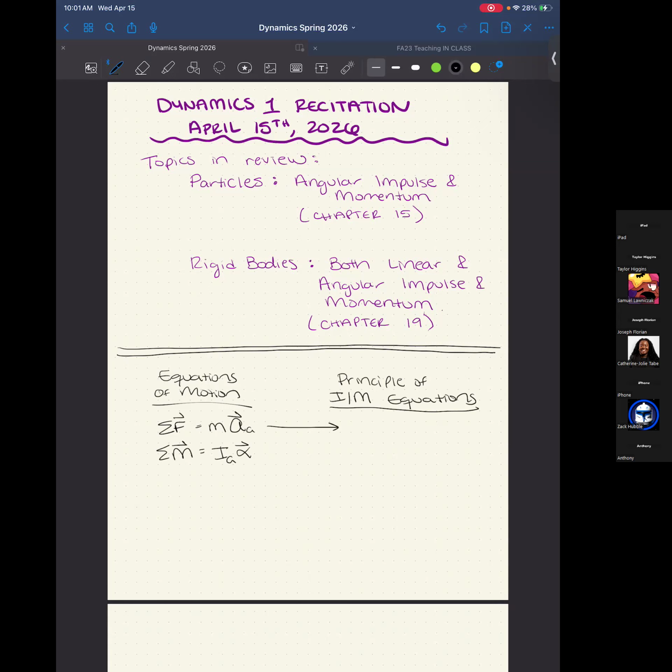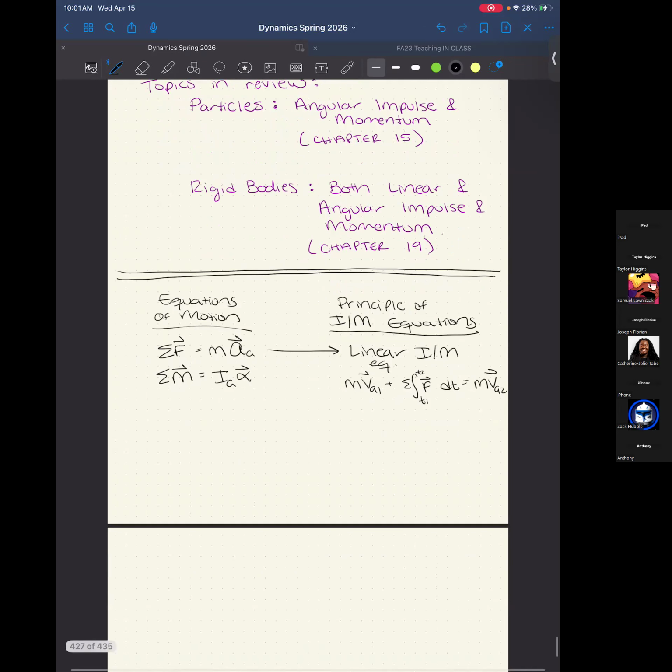Here we have our linear impulse momentum equation, which is something like m vG1 plus the sum of impulsive forces from T1 to T2 dt equals m vG2. Notice that I'm writing these as vectors. They're both vector equations, right? I can write a version of sum of forces equals mass times acceleration specific to the x-axis and then specific to the y-axis, and I can do the same thing with linear impulse and momentum.